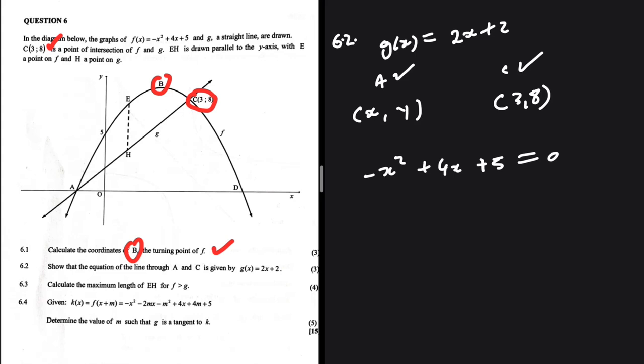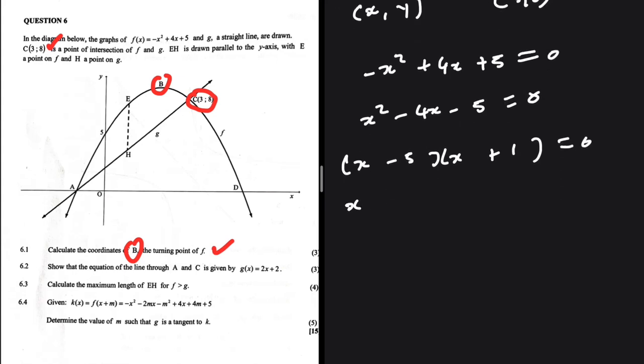Okay, so let's go ahead and see. Here, if we divide both sides by minus 1, we get x squared minus 4x minus 5 is equal to 0. So we need factors of minus 5 which, when you add, give minus 4: minus 5 and plus 1. So this is equal to 0. So x is equal to 5 or x is equal to minus 1. It should be easy to see that x is equal to minus 1 is the x value at A.